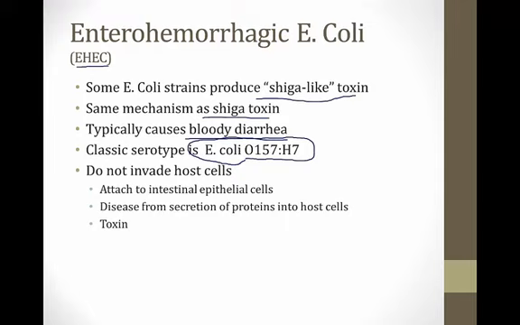And one special note about this version of E. coli: it does not invade host cells. It attaches to intestinal epithelial cells, and people get sick from secretion of the protein into the host cells and the toxin effects. So this is different from Shigella. Shigella makes a toxin, but its main mechanism of causing disease is invasion of cells. EHEC makes a toxin, and its main mechanism of disease is the toxin because it is not invasive.